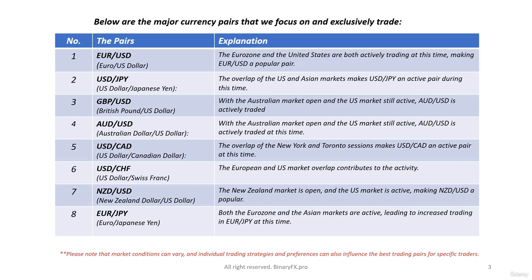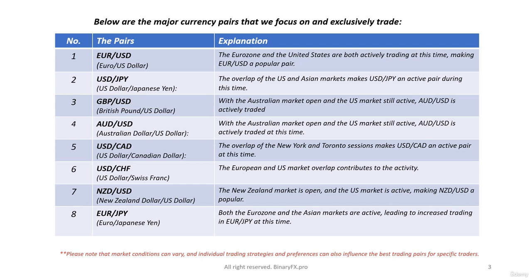Number 3. British pound and US dollar. With the Australian market open and the US market still active, the Aussie and US dollar is actively traded. Number 4. Australian dollar and US dollar. With the Australian market open and the US market still active, the Aussie and US dollar is actively traded during the time.